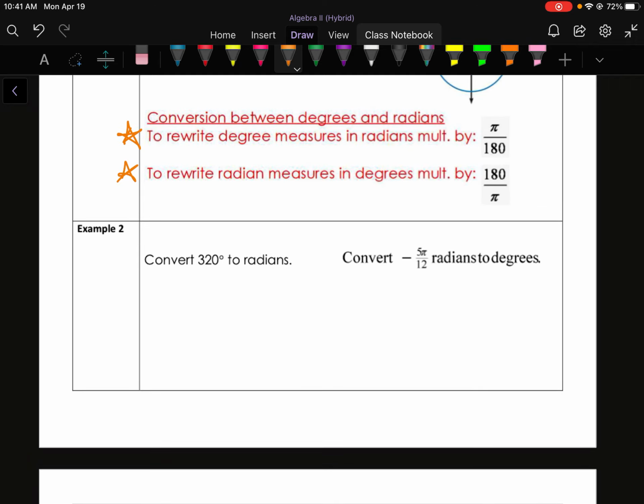If you're not sure which one you're trying to use, if you want to get pi in your answer, which is what radians always has, you multiply by pi over 180. I was going to write it over 1 here. So the whole idea here is to multiply and reduce if possible. So let's go ahead and reduce.